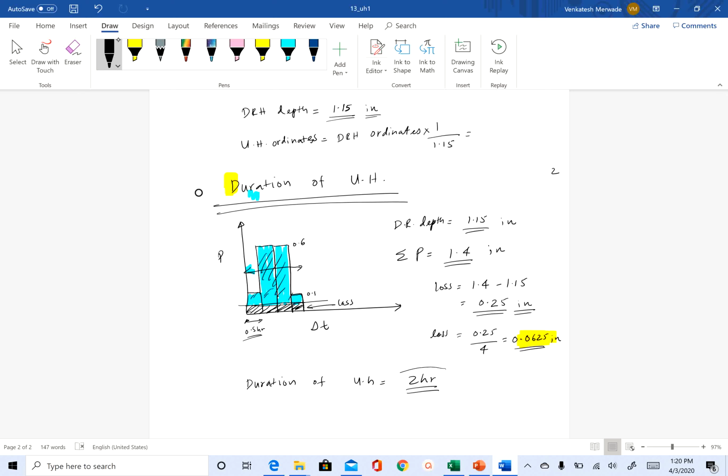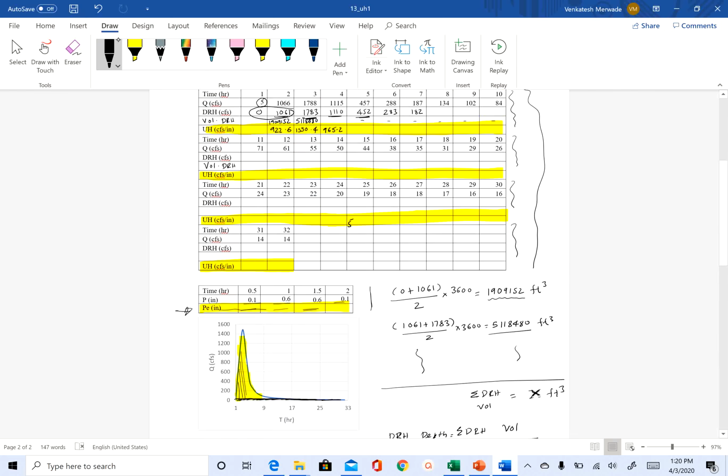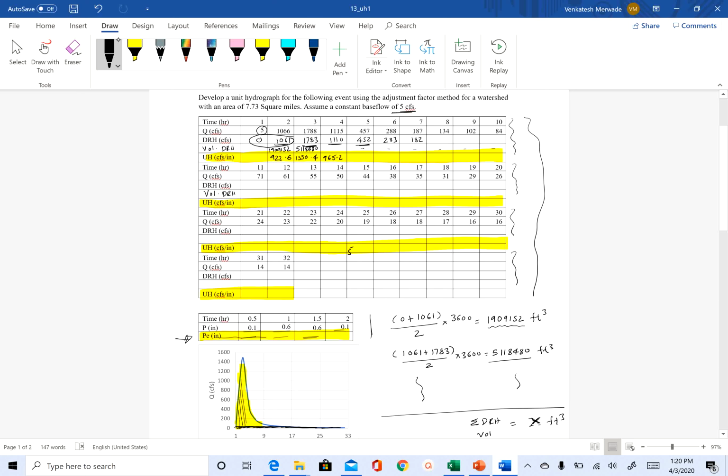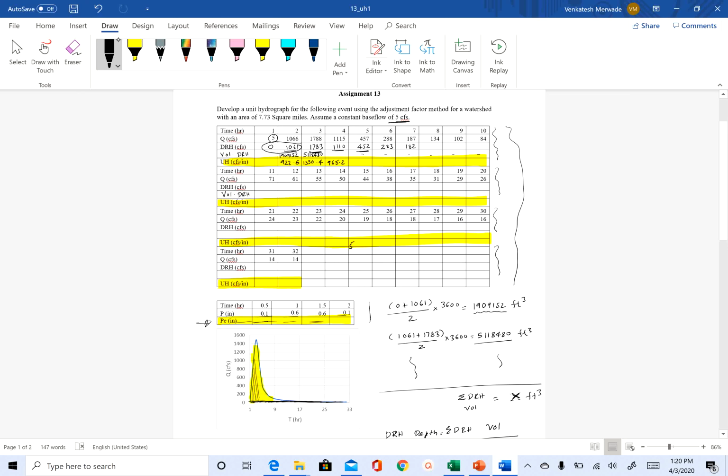So our end goal is to get the unit hydrograph. The duration of that unit hydrograph is 2 hours, and the yellow highlighted cells will give you the values along the unit hydrograph. So this is one way of deriving a unit hydrograph. This is a simpler way compared to the next method that we are going to look at, which will be the convolution method. So in the next video we will see what the convolution method is and how you can use that to derive a unit hydrograph and also apply a unit hydrograph.